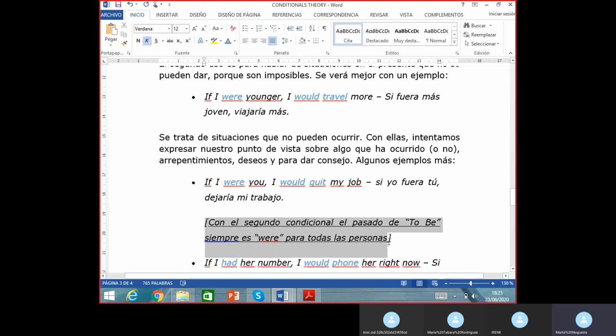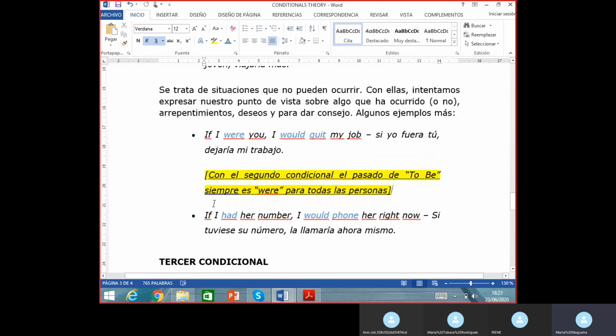Be careful because, I'm gonna put this in another color like this. Be careful because with the second conditional, the past of the verb to be is not was, it is always were. Okay, the normal past of the to be is I was, you were, he was, she was, it was. But in the second conditional, you are going to put always were in all the persons. Here we say persons, not people. We say persons for the personal pronouns. Okay, so always were. Another example, if I had her number, I would phone her right now.